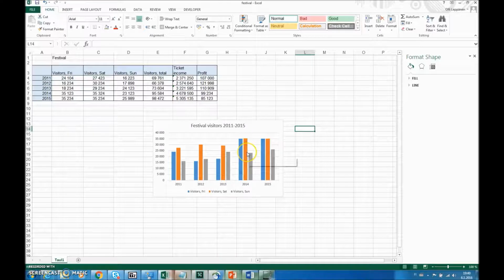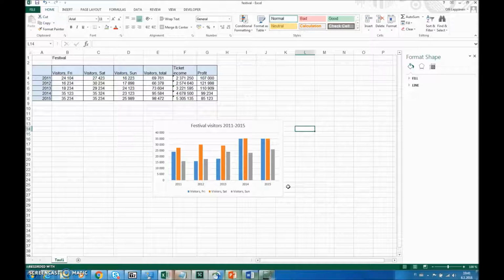And now this type of chart gives us a good visibility to the differences between days, between the daily visitors during different years. So we can easily see that the Saturday visitors have increased almost every year. Also the same thing with the Sunday visitors, except this year. And the Friday visitors have been very low. The number has been very low during 2012 and 2013, and has increased a lot during 2014 and 2015.